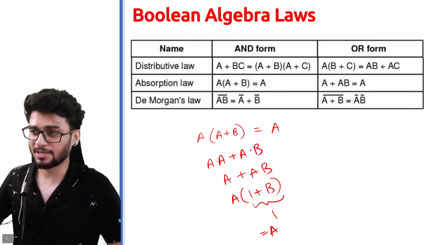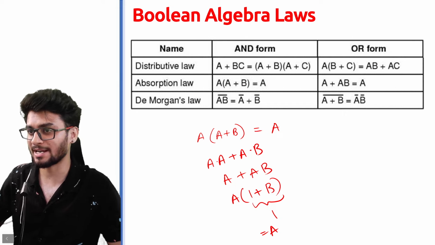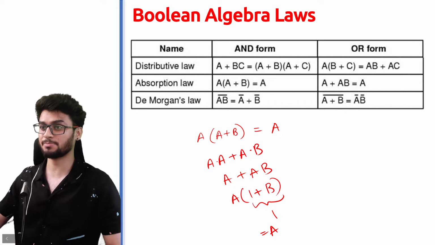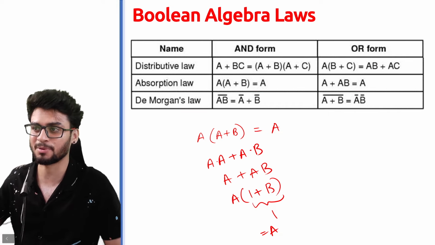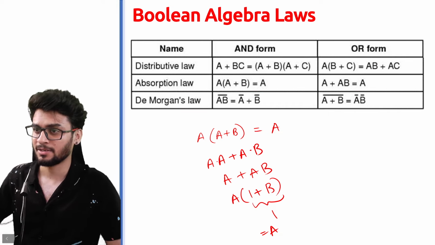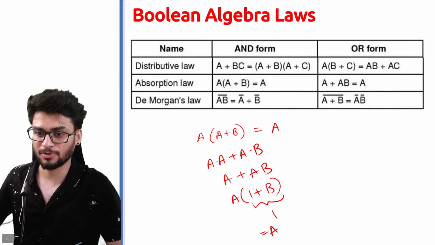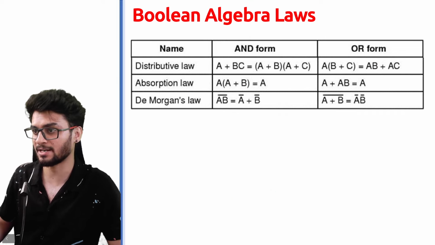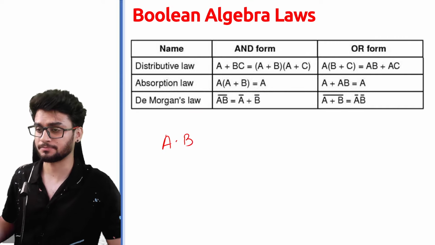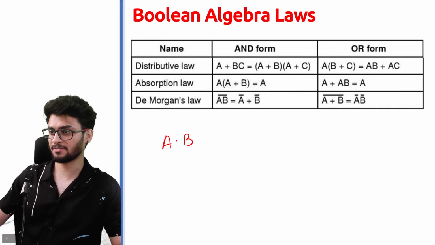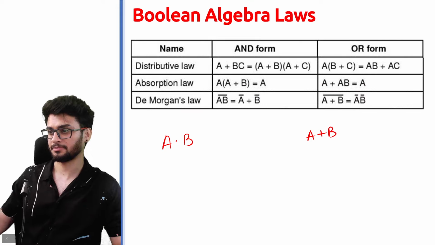So the main part is you have to remember these laws at specific moments, that is, where you can apply all these things. During the question, you might not be able to remember how this works. But your De Morgan's laws will always be helpful. So let's look at that. What does it mean? So if I have A into B, right? Or if I have A plus B.